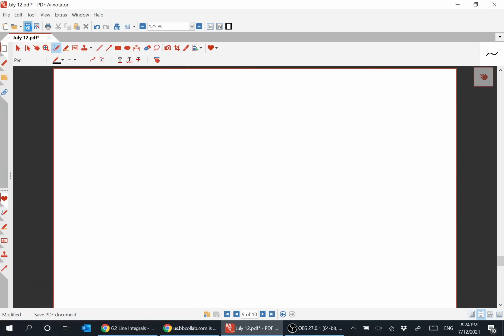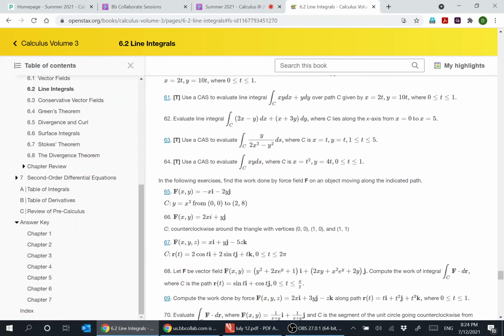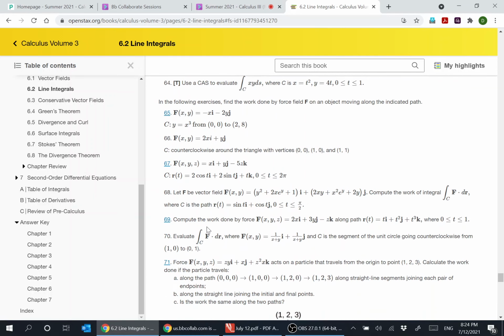Alright. So it's 56, 69 is... So, calculate the work done by this vector field F along that path for t between 0 and 1. So 2x, 3y, minus z.